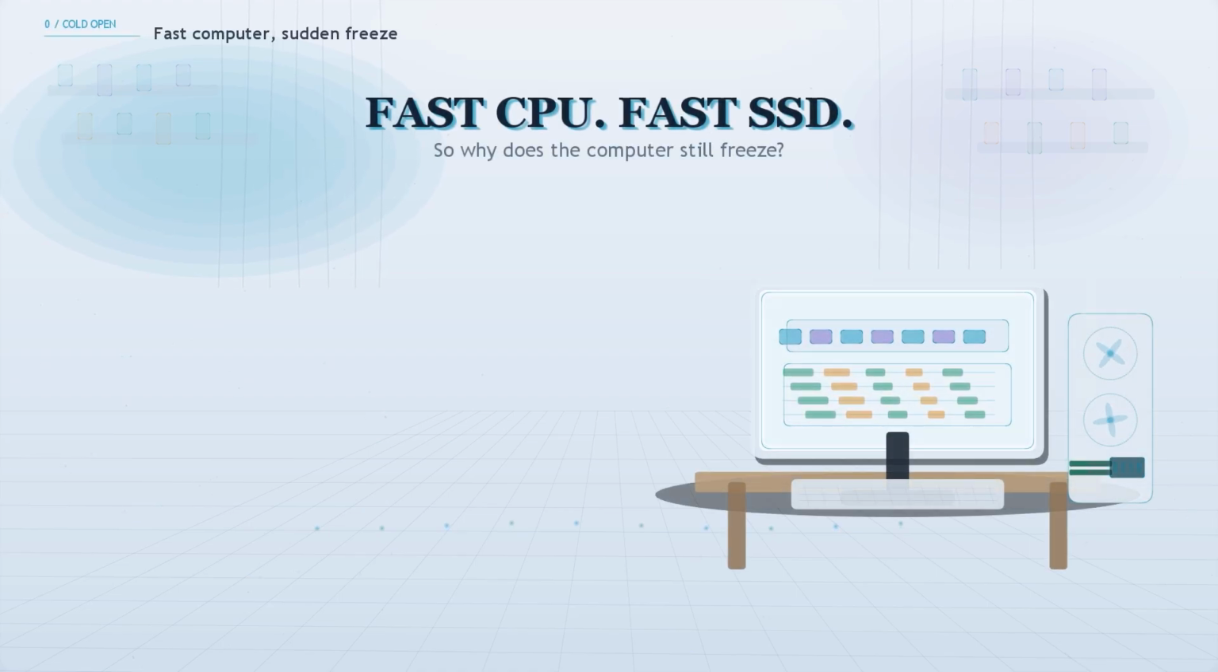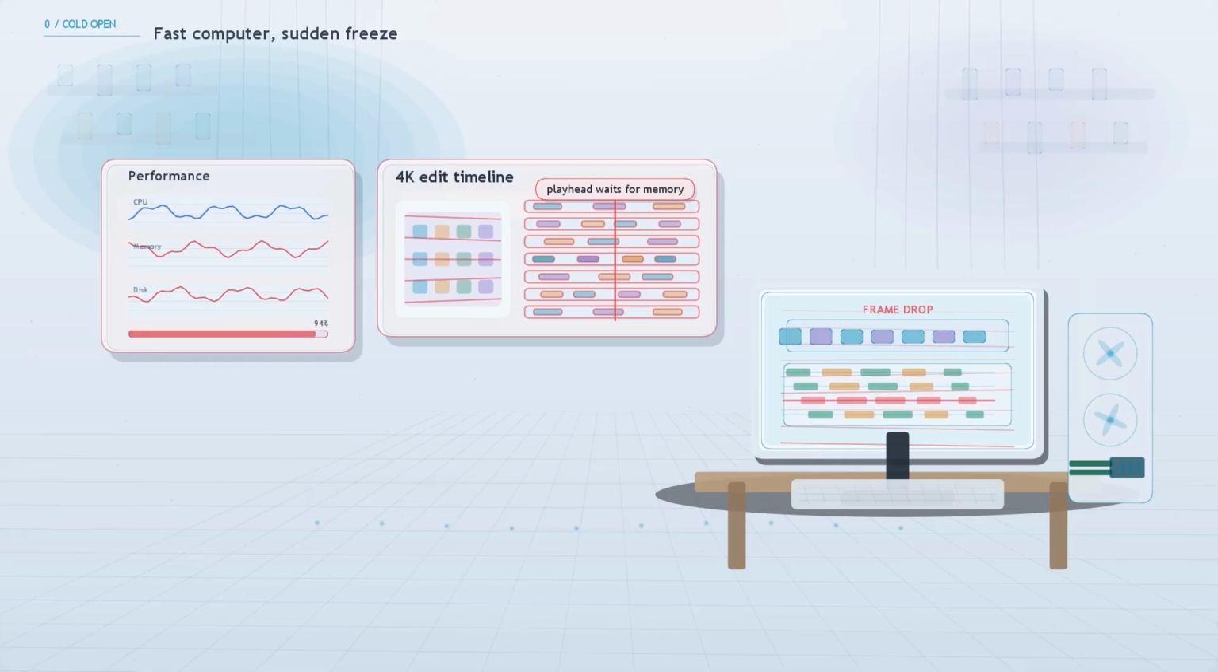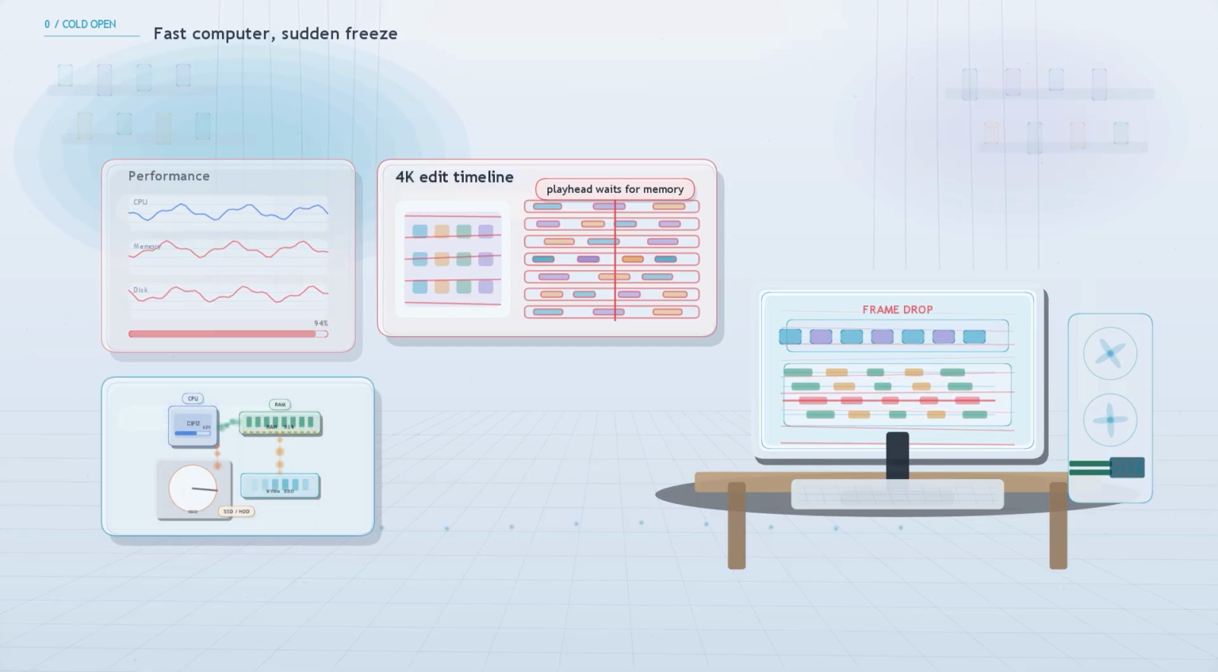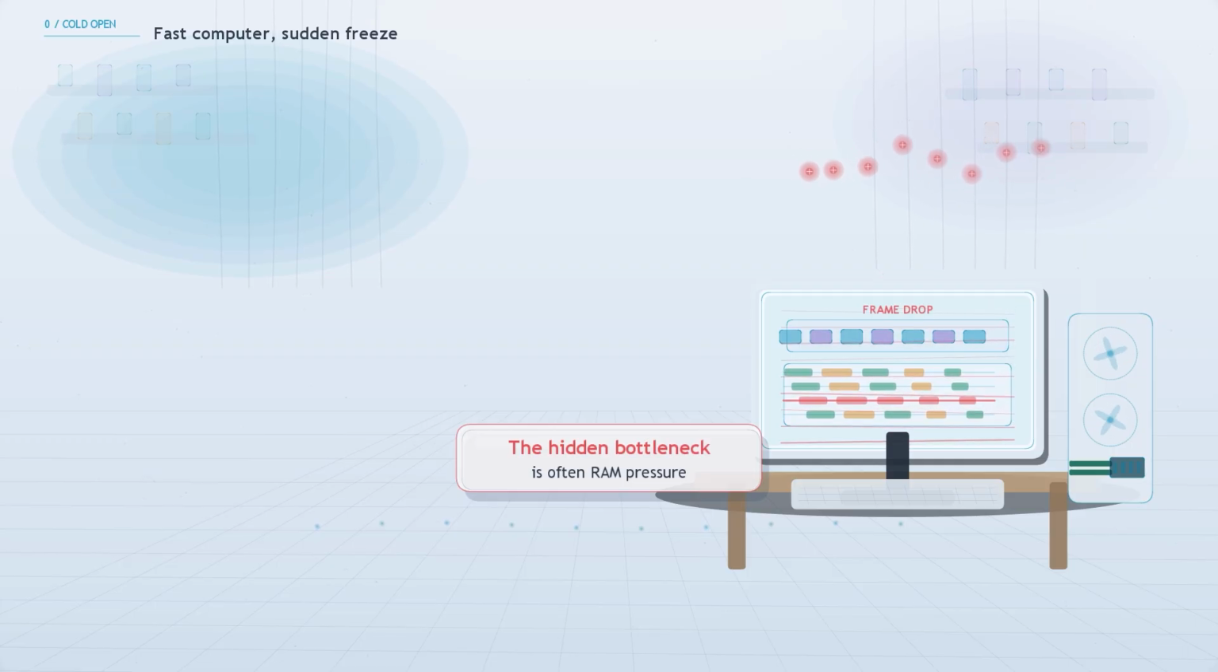Meet Ava. She's a video editor working on a 4K project. She hits export, and immediately, fan noise, lag spikes. Her computer is choking. The real bottleneck? Memory.